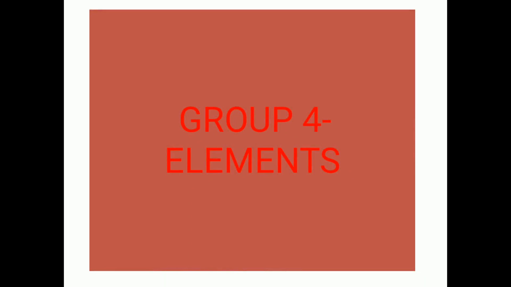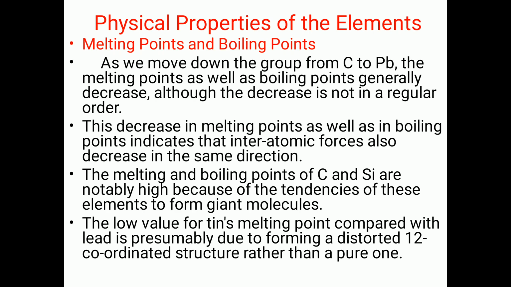Today we will start our lecture from group 4 elements. Physical properties of the elements. Melting points and boiling points. As we move down the group from carbon to lead, the melting point as well as boiling point generally decreases, although the decrease is not in a regular order.